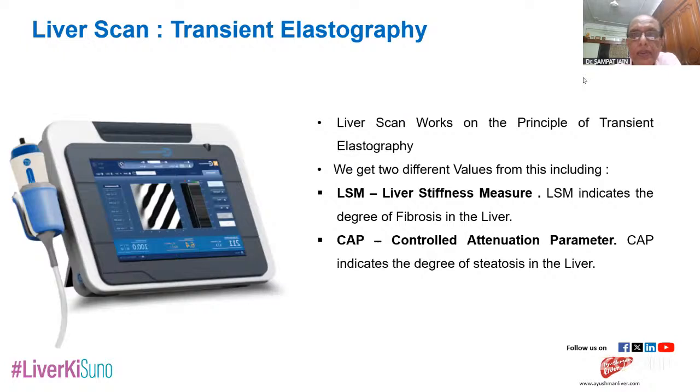The liver scan also works on the principle of transient elastography. We get 2 different values from this liver scan, that is the LSM score and CAP. LSM is the liver stiffness measure. It indicates the degree of fibrosis in the liver, and the CAP is the controlled attenuation parameter, which indicates the degree of steatosis in the liver.